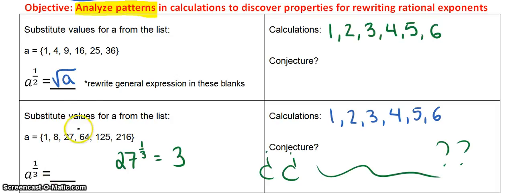Hopefully you were thinking about the last example and came up with that this is the same thing as taking the cube root of a. The cube root of 27 is: what can you multiply 3 times to give you 27? And the answer would be 3. Or what can you multiply 3 times to give you 125? The answer would be 5.